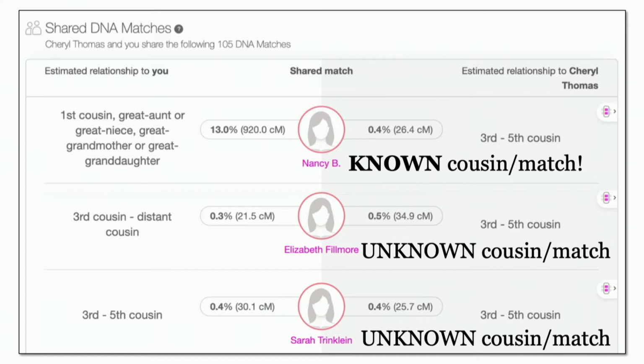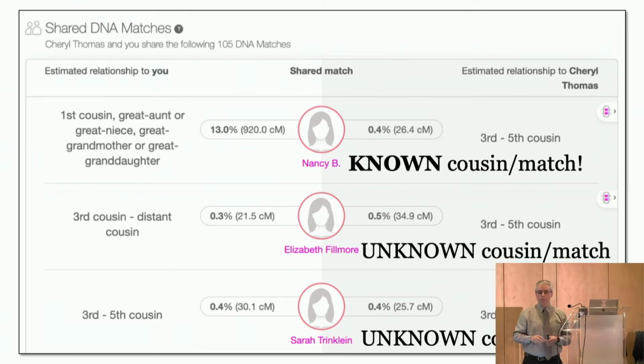If you think about it, as I look at more and more of these shared match groups, the more close relatives I have tested, the more they're going to appear in these shared match groups, and therefore the more I can make that secondary hypothesis about our mutual relationship.